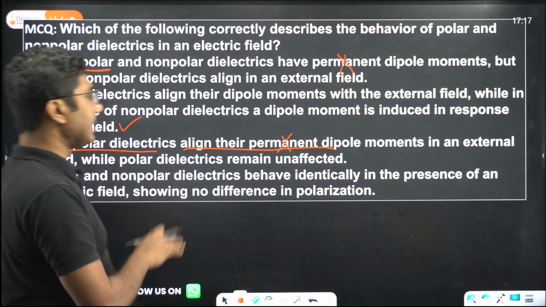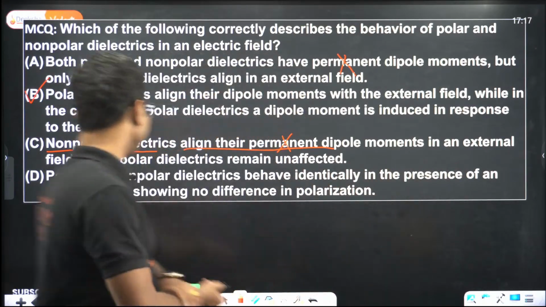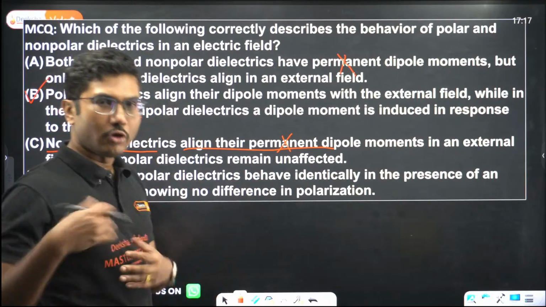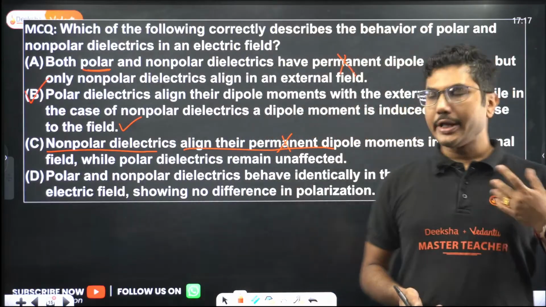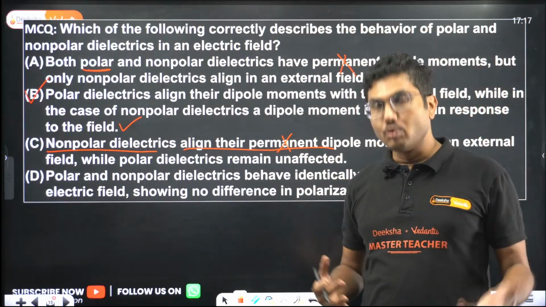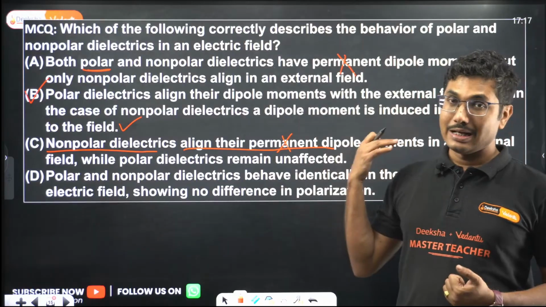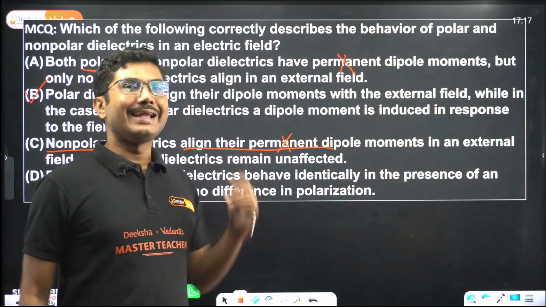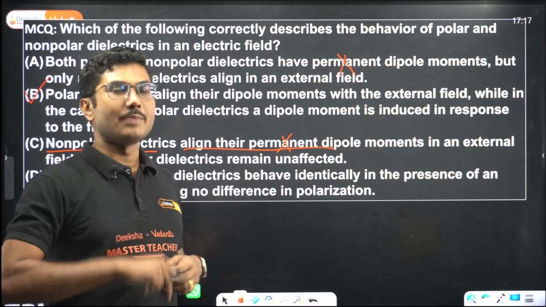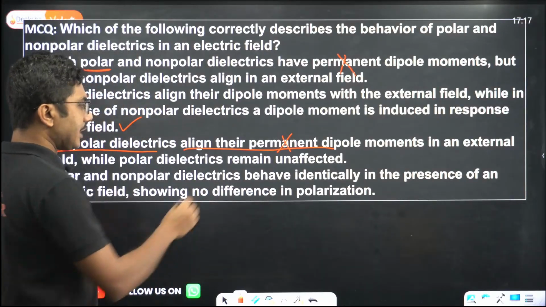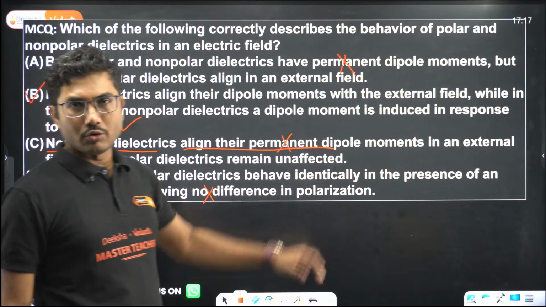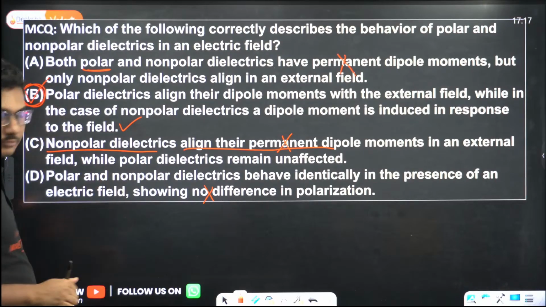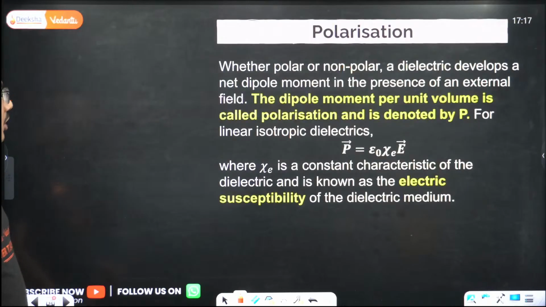Polar and non-polar dielectrics behave identically in the presence of an electric field, showing no difference in polarization. Obviously polar and non-polar dielectrics do not behave exactly the same. Even though they both reduce the external electric field, their behavior is different. For example, polar ones align with the electric field, while in non-polar ones the centers separate, and a dipole moment is induced inside them. So this statement is also not correct. Even though it is very close, it is not perfectly correct. That means the correct statement is option B. Right? Now let's move on.